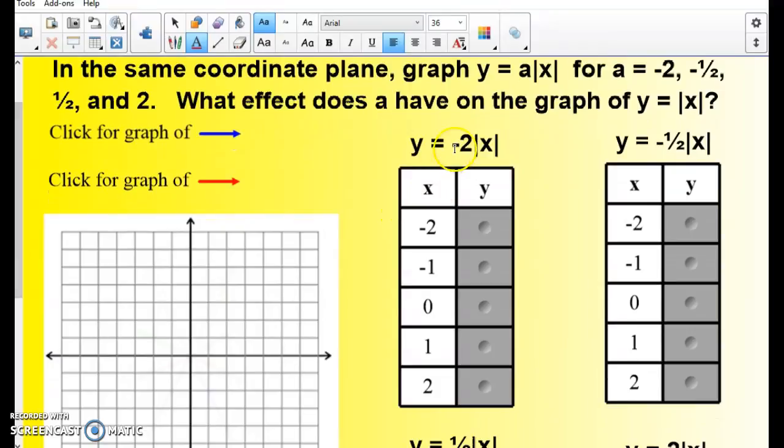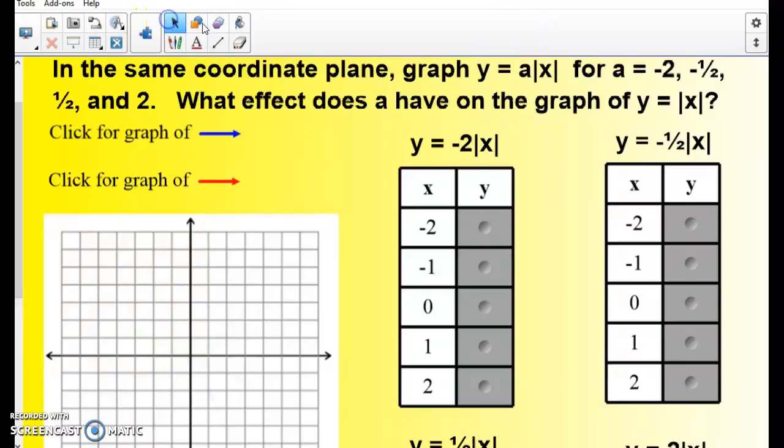Like this one says -2 times the absolute value of x. So if I put in -2 for x, the absolute value of -2 is 2, times -2 is going to give us -4. And then kind of the same thing here: -1 for x, the absolute value of -1 is 1, -2 times 1 is -2, and so on for this blue graph.